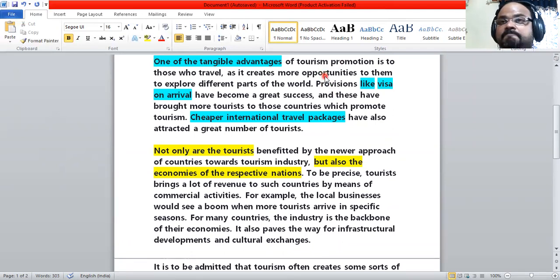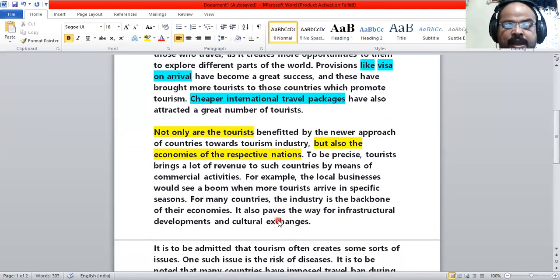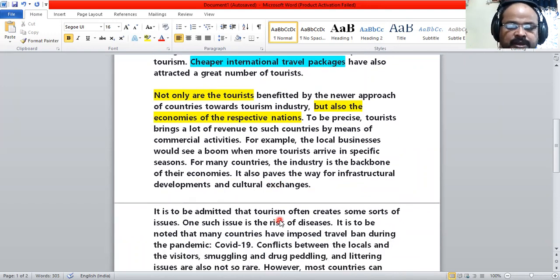So we have a comparative thing here, more. Promotion, newer approach. Tourists bring a lot of revenue to such countries by means of commercial activities. We have said that. It also paved the way for infrastructural development and cultural exchanges. Well, this is what the thing is.